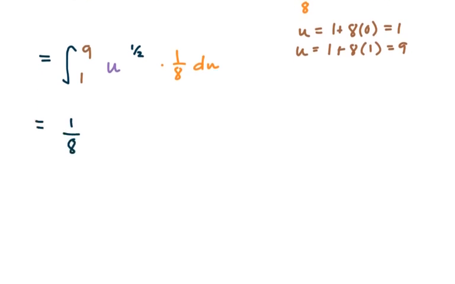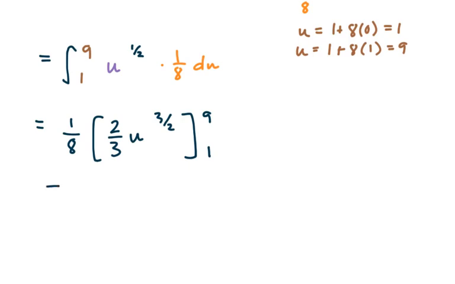I'll pull that 1/8 out in front. And integrating u to the 1/2, I'm going to add 1 to get 3/2 and divide by that 3/2. So that gives me 2/3 u to the 3/2, and that would be integrated from 1 to 9. And of course, because I changed my bounds, I do not need to plug the x part of the equation back in. Remember, we said that u equals 1 plus 8x. I don't need to go back to that because I changed my bounds here to be in terms of u.